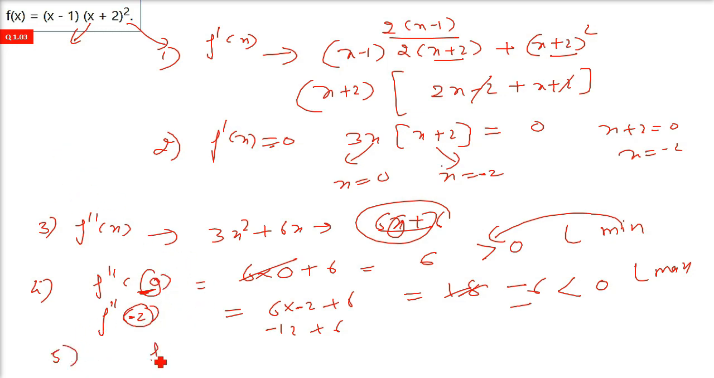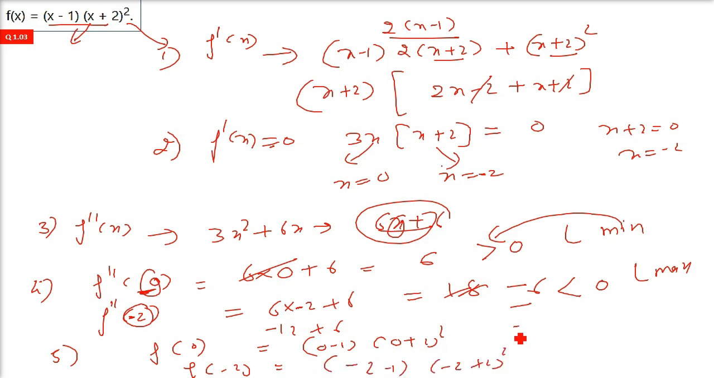So the fifth step is to take these critical points and place them in the original equation. See, (0 minus 1) into (0 plus 2) whole square. 2 square is 4, negative 1 is already there, so it will be negative 4. f(negative 2) is (negative 2 minus 1) into (negative 2 plus 2) whole square. Negative 2 plus 2 is 0, and when you multiply anything with 0 it will be 0. So the first one, f(0), came down to negative 4 and the second one, f(minus 2), has gotten to 0.